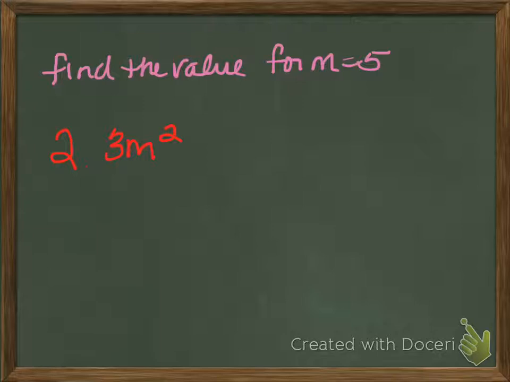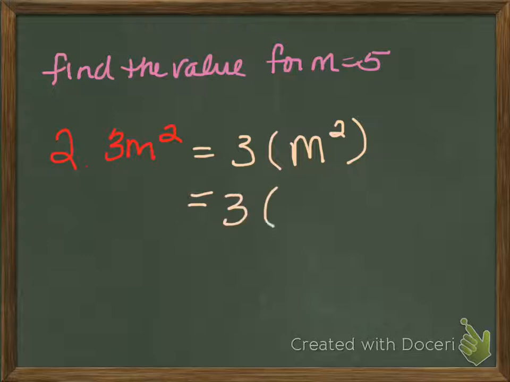In our second example, again, we're going to substitute the value for m equals 5. So again, this is 3 times m squared. Okay, so instead of m, I'm going to write 5. So I have 3 times 5 squared. Now we have to keep mindful of our order of operations. Our order of operations again is PEMDAS.